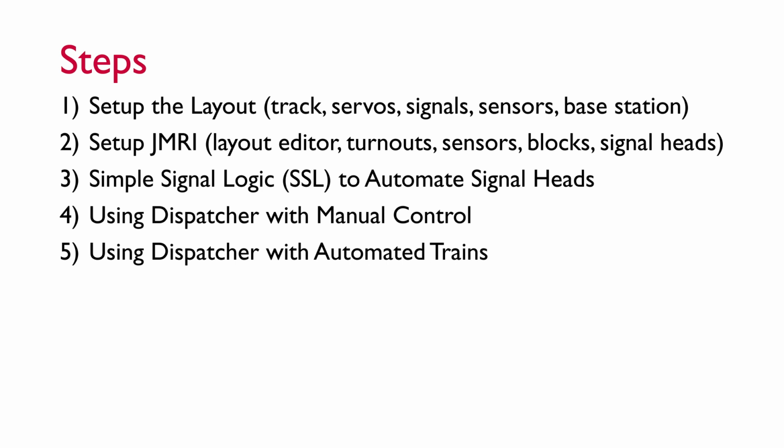This is where we tell JMRI that we want our train to go from A to B, and JMRI will take over running the locomotive between those 2 points, automatically setting the points between them. So let's get started.